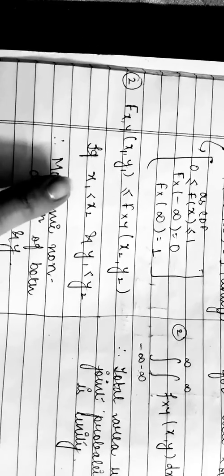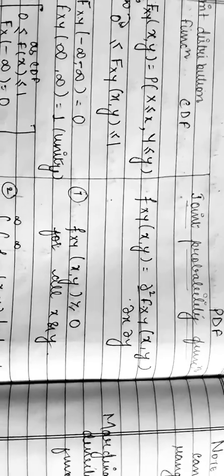Coming on to the second property of the CDF: as the CDF is a monotonic non-decreasing function of a single random variable x, the joint CDF is also a non-decreasing function, which means that if x2 is greater than x1 and y2 is greater than y1, then F(x1, y1) is less than or equal to F(x2, y2).